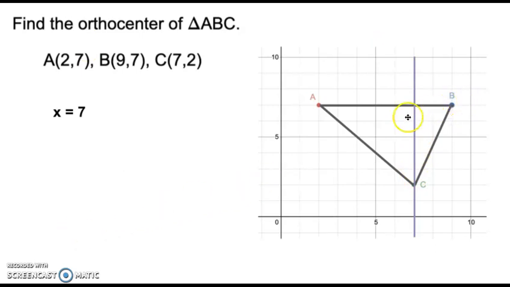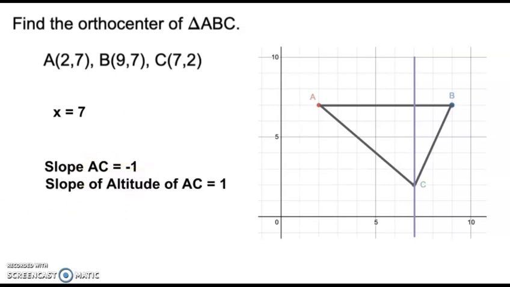The one going through B and intersecting AC must be perpendicular to AC, so that means it must have the opposite reciprocal slope of AC. So we need to find the slope first. So the slope of AC, we count down 1, 2, 3, 4, 5 over 1, 2, 3, 4, 5, is negative 5 over 5, which is negative 1. The opposite reciprocal of negative 1 is positive 1. So the slope of the altitude to AC will be positive 1.